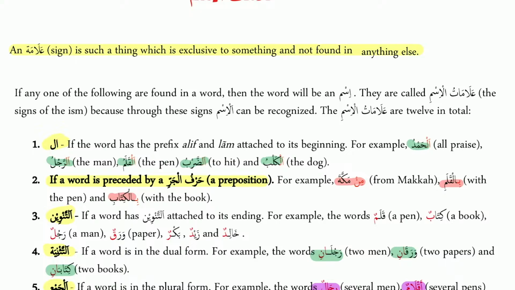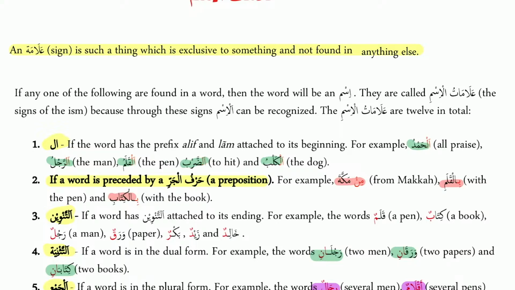If you see alif lam before a kalima, what does kalima mean? Ism, fi'l or harf, kalima. If you see alif lam before a kalima, close your eyes and just label it as a noun. Alif lam can never come on fi'l or on harf. Okay? Like for example, zahaba. You will never say al-zahaba. Okay? Al-yadhabu. Never.